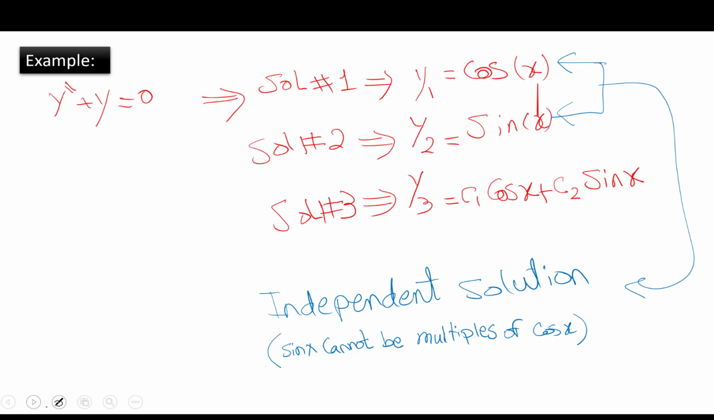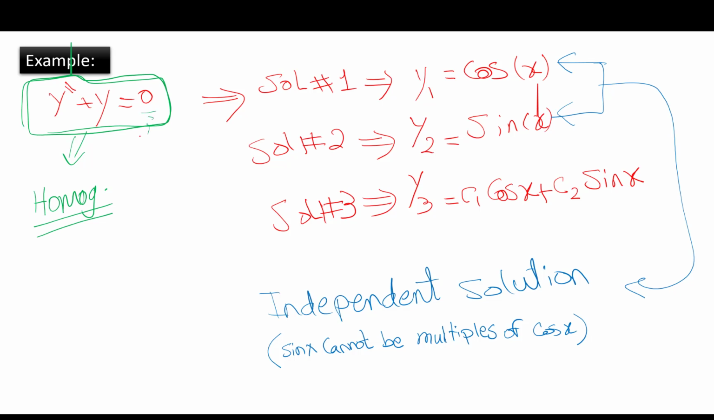Let's have an example to understand what we are talking about. If we have y double prime plus y equal to 0, it is a homogeneous equation. Why? Because the right hand side is equal to 0. By inspection, you are going to find one solution for this equation, which is solution number 1. It is going to be y1 equal to cosine x.